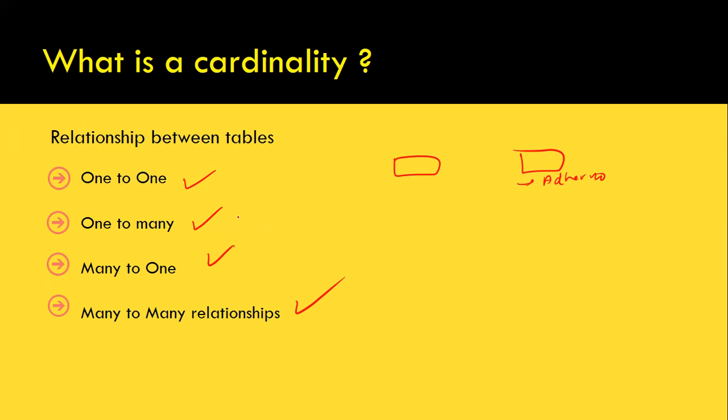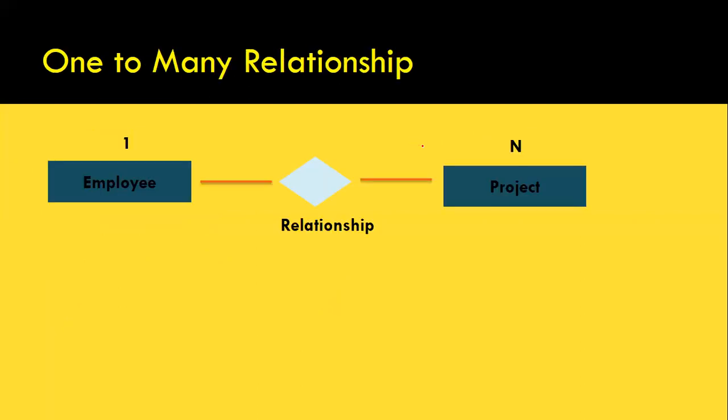The next one is one-to-many. What is an example of one-to-many? A single employee can work for more than one project. In the case of work from home, nowadays employees are working for more than one company also, right? A single employee working on multiple projects.